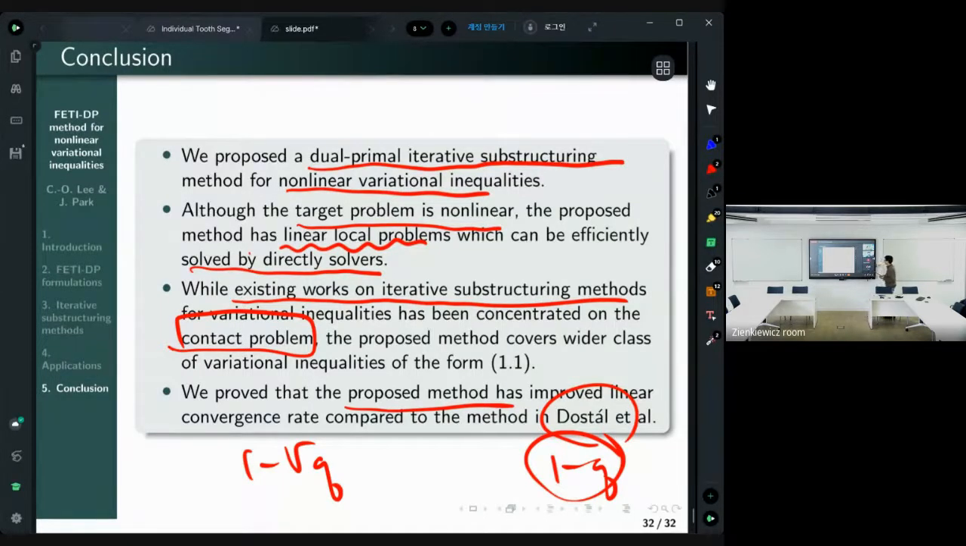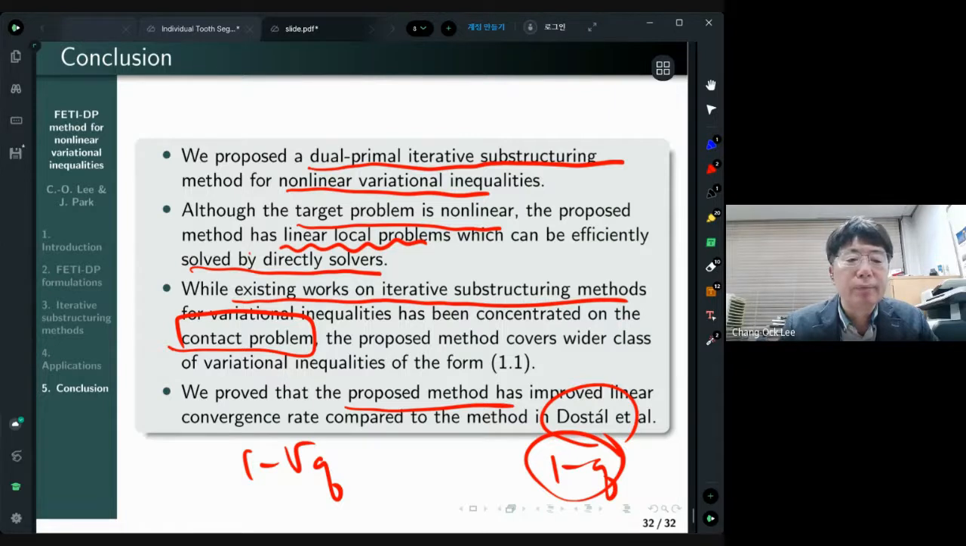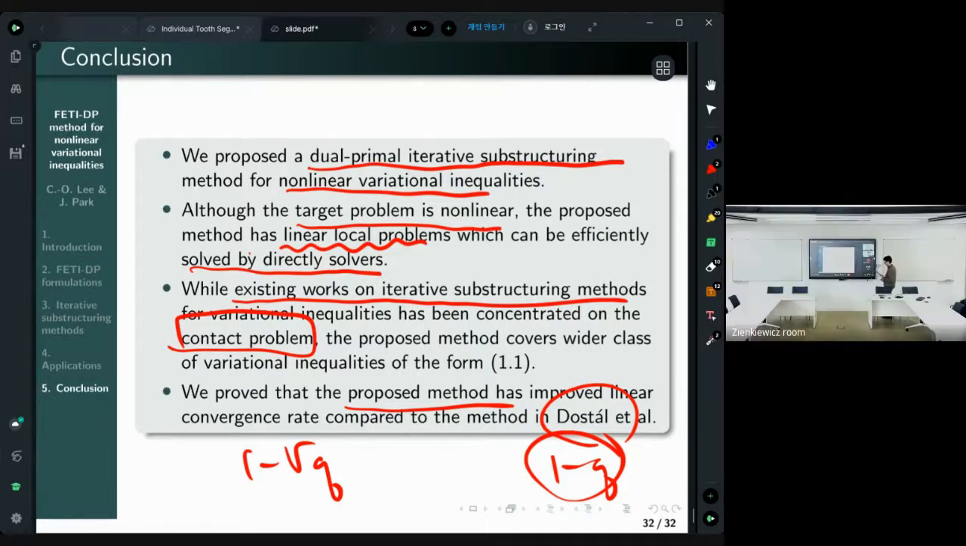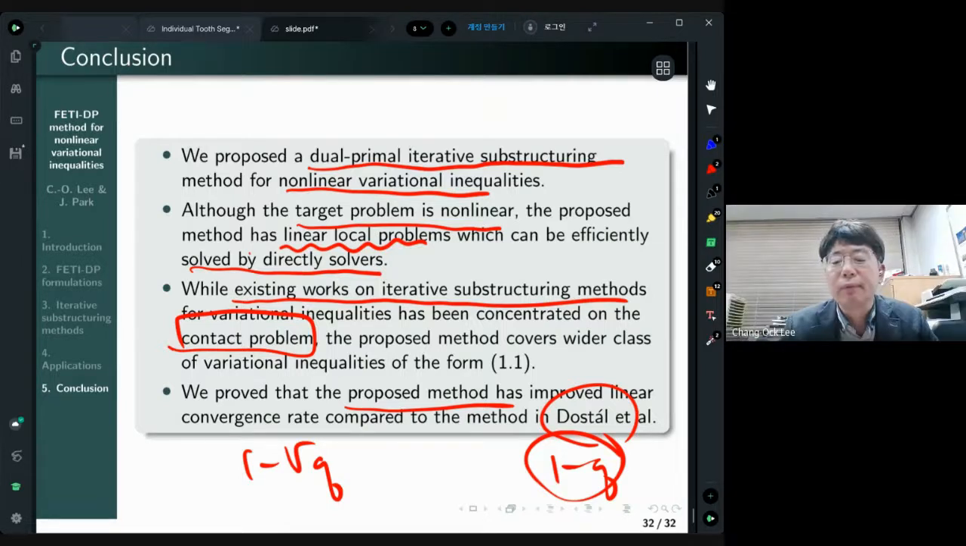I had one curiosity. This Dostal method, what is it based on? Actually, it is also based on the FETI-DP method, but it's not used in our approach. Our approach is that we transform our problem into the dual problem, and we minimize the dual problem, but Dostal just approaches the primal problem. That leads to a better convergence rate. Right. Okay, that's good.